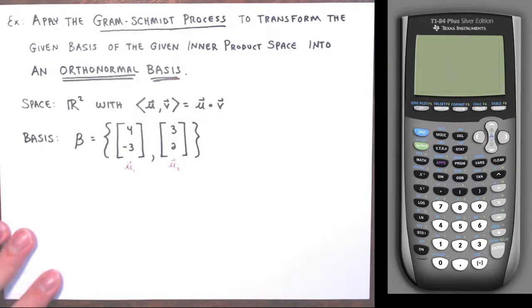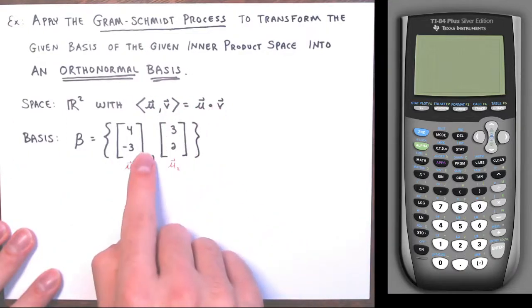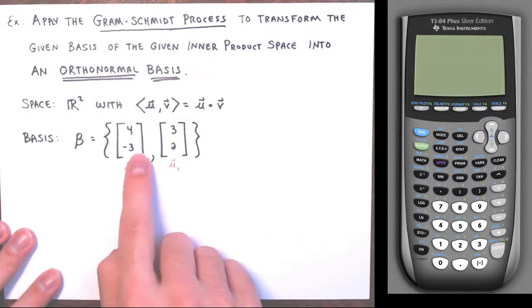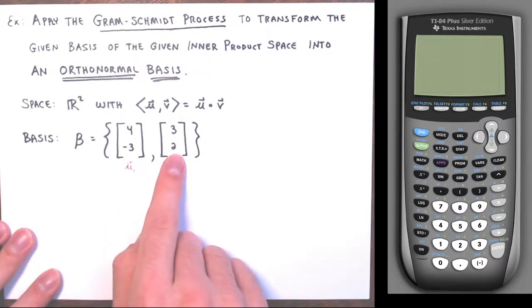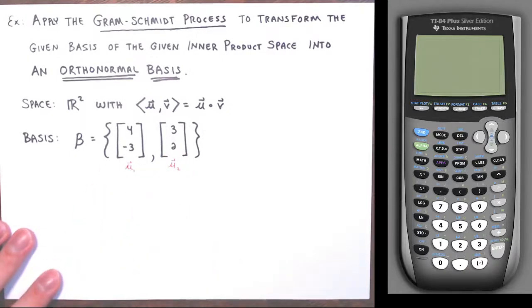Now they do form a basis, but notice this is not an orthogonal basis. If I took the dot product of u1 and u2, I'd get 12 minus 6, which is 6, not 0. So this is not an orthogonal basis, and I would check that first, because if you're given an orthogonal basis, you don't have to do the Gram-Schmidt process, since it's already orthogonal.